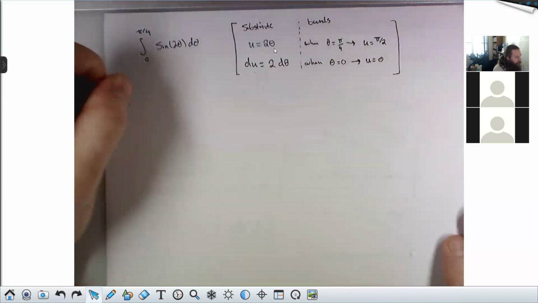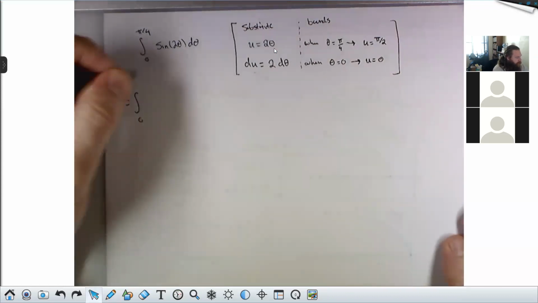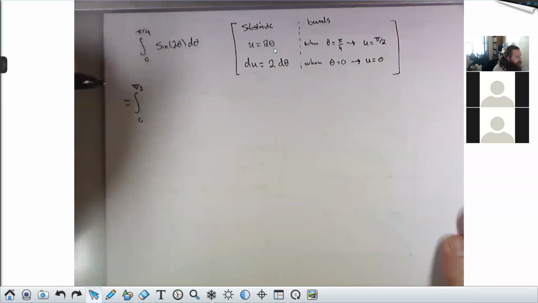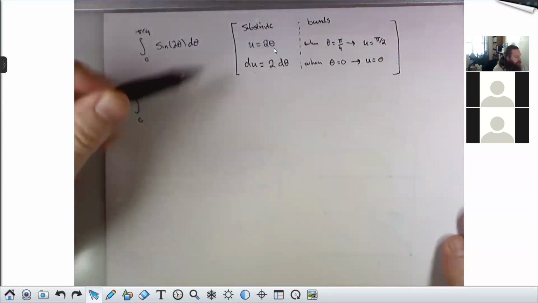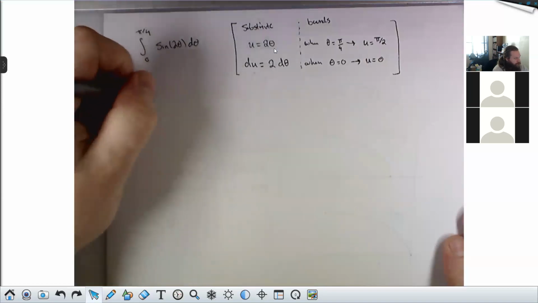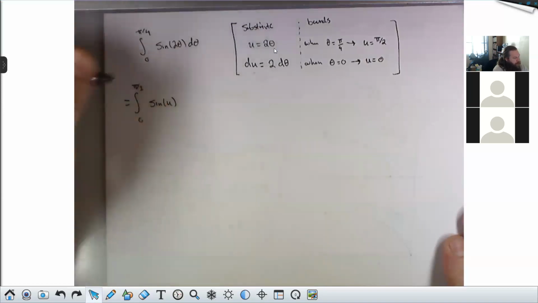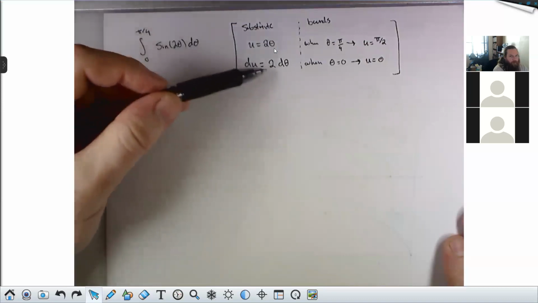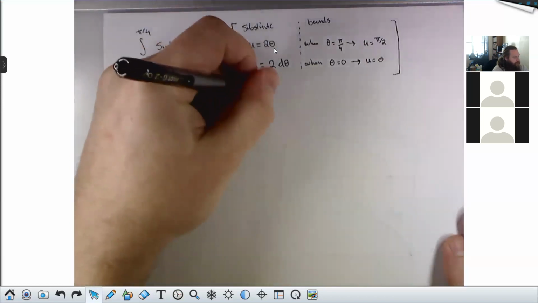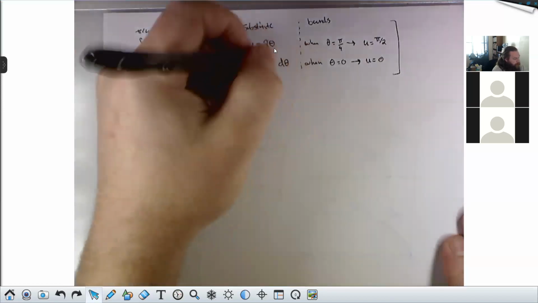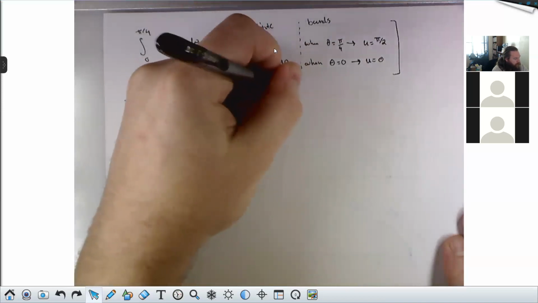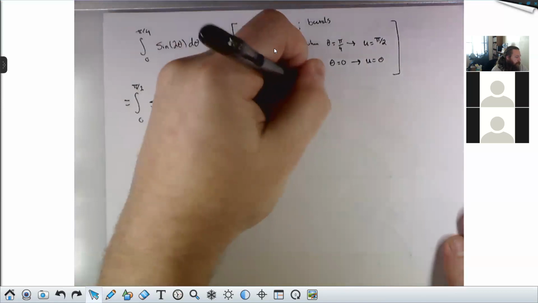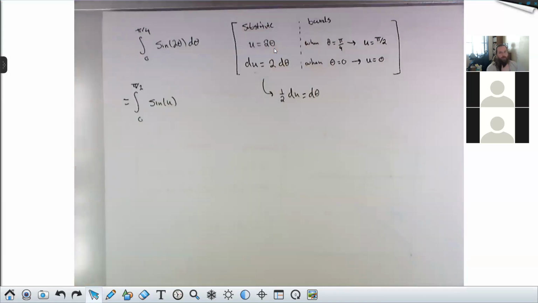Let's see what we get if we start trying to plug things in. Integral 0 to pi over 2. Sine of 2 theta is going to be the sine of u. But now I run into the issue. D theta is not just equal to du. Du is equal to 2 d theta. So you need to come back here and solve this for d theta. If you divide both sides by 2, or multiply both sides by 1/2, you'll see that du equals 2 d theta is the same as saying 1/2 du is equal to d theta.